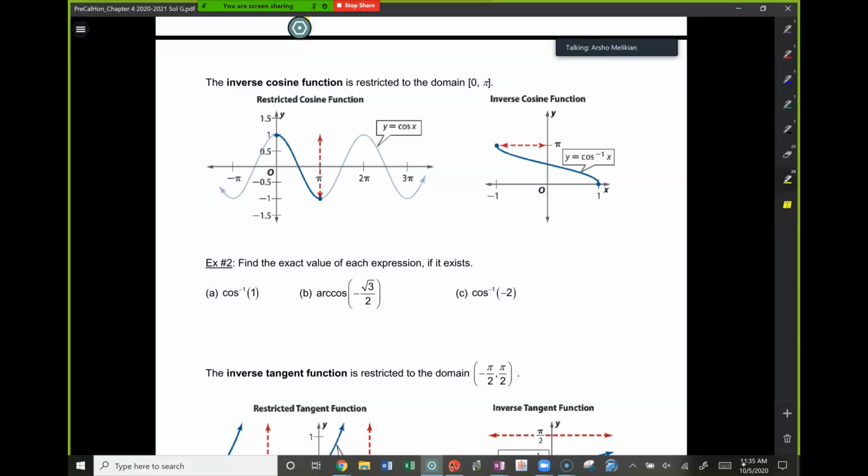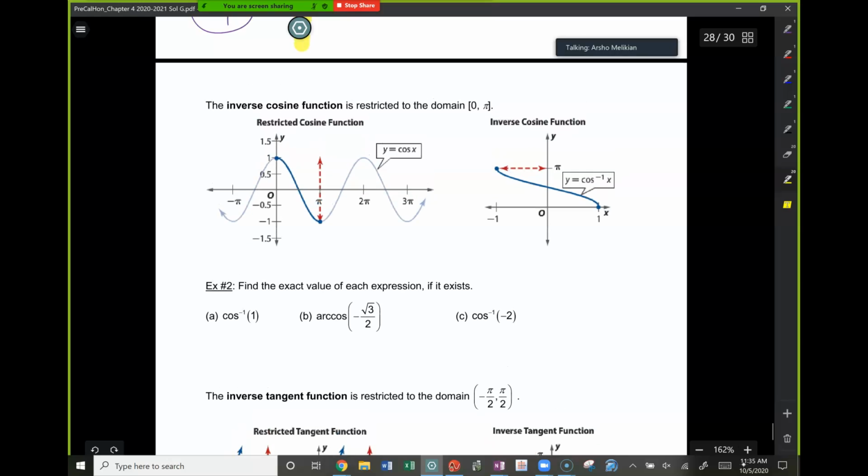So cosine and tangent are exactly similar, okay? For cosine too, look, this is what the cosine looks like. We have to pick a portion of the cosine that will satisfy the horizontal line test. I will pass the horizontal line test. So, well, what's a good portion? Well, this is a good portion from here to here, right? That's what we pick.